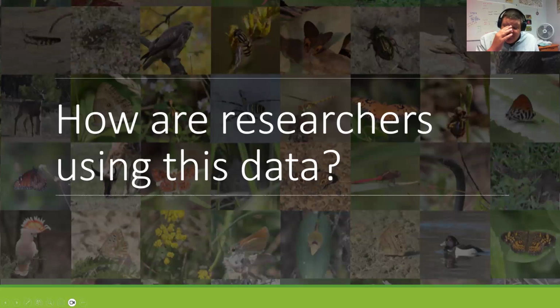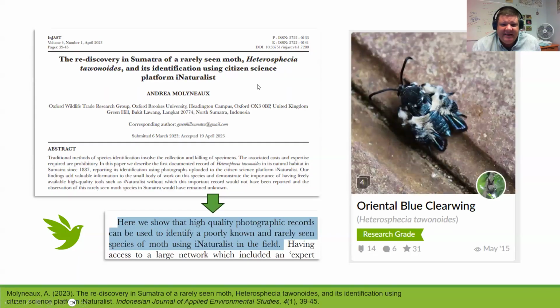So that's just a very brief, speedy overview of what iNaturalist is and what the data consists of. I want to talk about how researchers are using this data. There's lots of stories out there and anecdotal pieces of research that have been published, and you guys are probably familiar with some of them, right? The rediscovery of this Oriental blue clearwing in Sumatra, right? Lots of these rediscoveries. Here we show that high quality photographic records can be used to identify a poorly known and rarely seen species of moth using iNaturalist in the field.